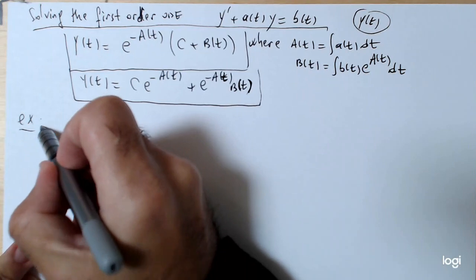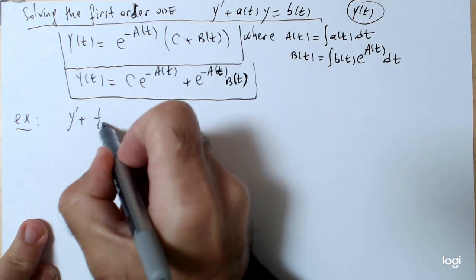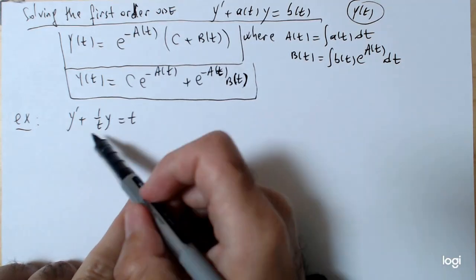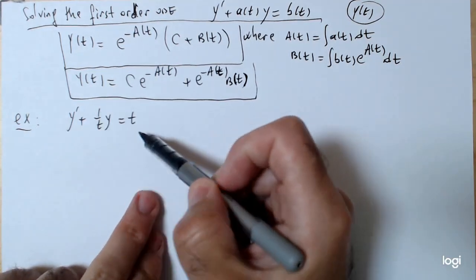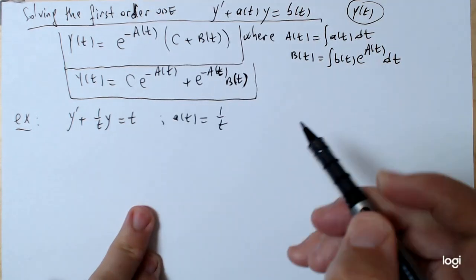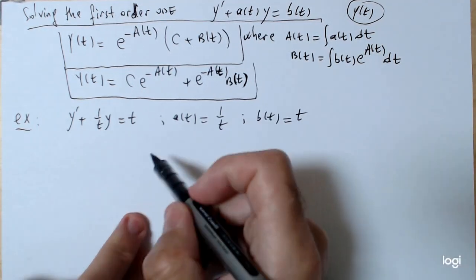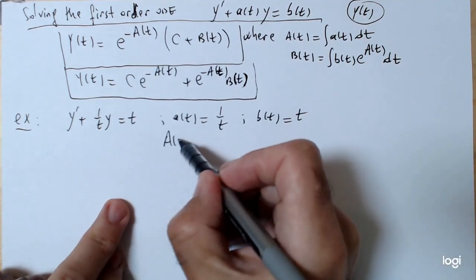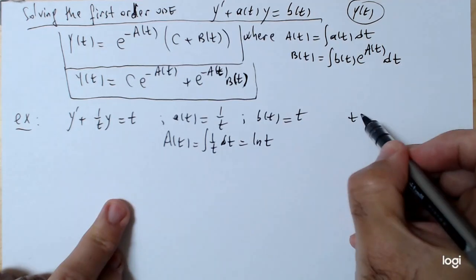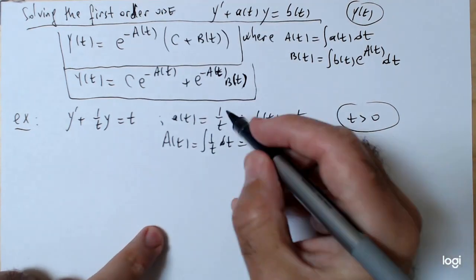So let's take a look at the textbook example that doesn't have anything to do with math biology. And then I'm going to comment on the typical equation of this type in math biology. So let's say we have y prime plus 1 over t, y equals t. Then according to my notation, little a of t is 1 over t, and little b of t is t. So big A of t is just the integral of 1 over t dt, which gives me natural log of t. And let's say we're looking for just positive time values, so that I don't have to worry about the absolute value here in the antiderivative.